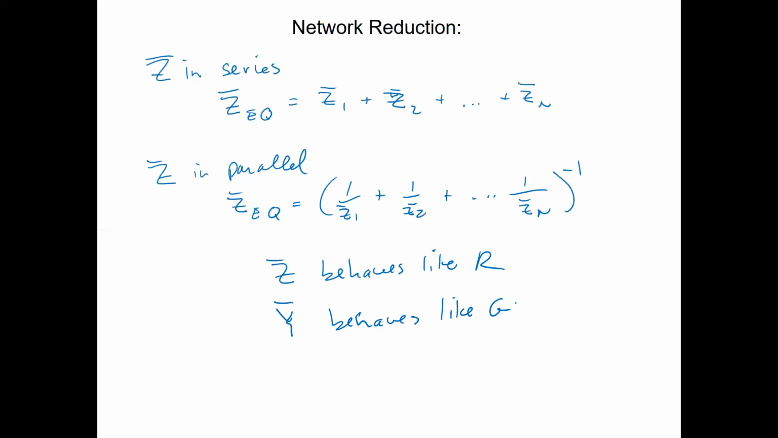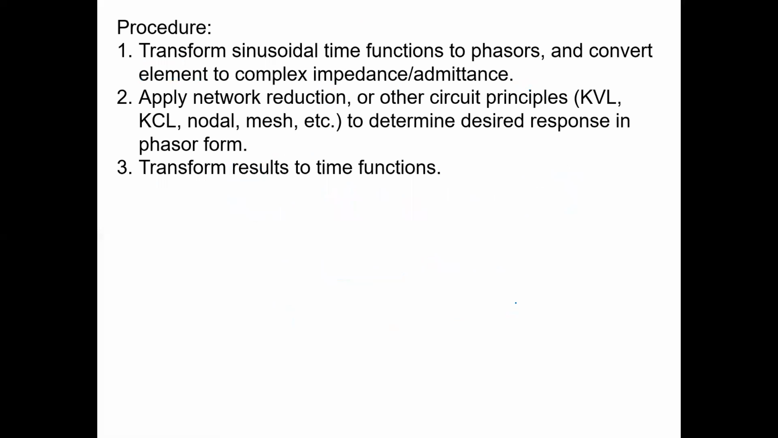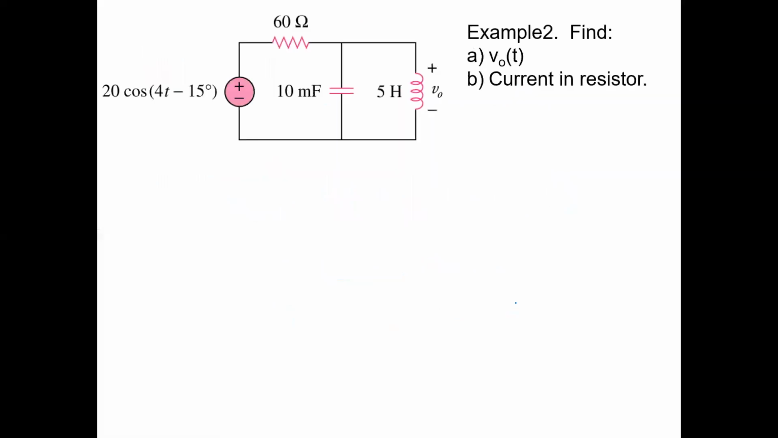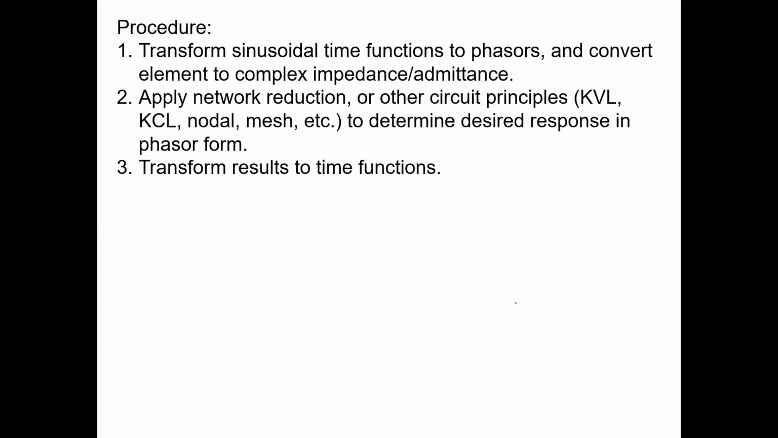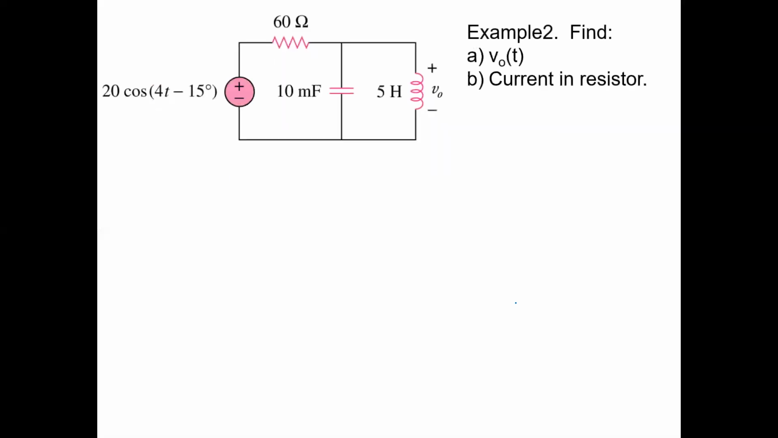And then finally, the basic procedure for solving these, for a circuit like we're going to look at in the next final example, like we looked at yesterday: transform the sinusoidal time function to phasor, convert all the elements to complex impedances, and then apply network reduction or other circuit principles, just like we did for DC circuits, to determine the response in phasor form, and then transfer the results into a time function.